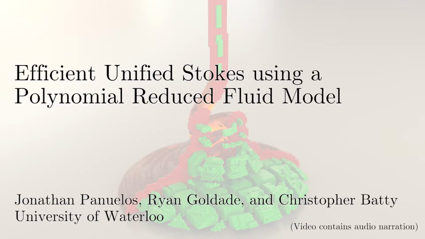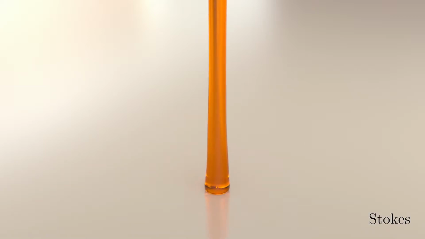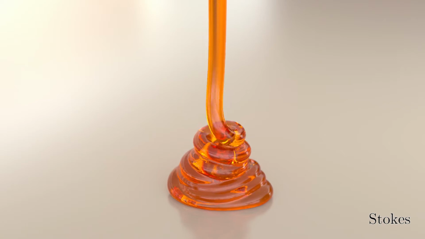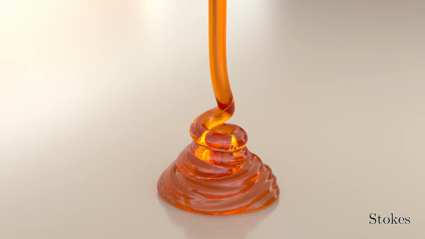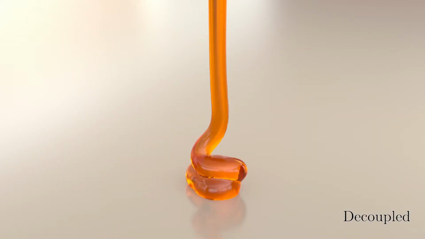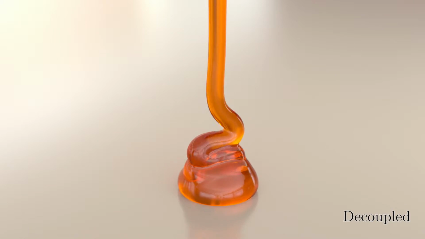In this work, we present a unified Stokes solver featuring a polynomial reduced fluid representation for improved computational efficiency. Simultaneous solution of stress and pressure forces is necessary for accurate simulation of strongly viscous liquids, such as this liquid rope coiling instability of honey. Standard decoupled methods fail to simulate this phenomenon, buckling randomly instead.